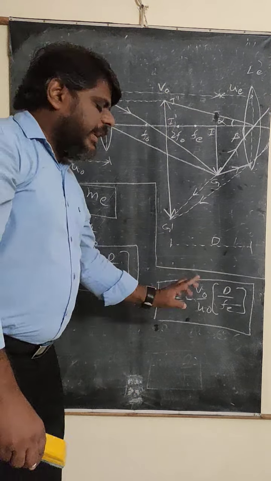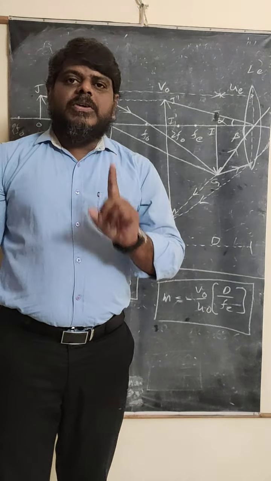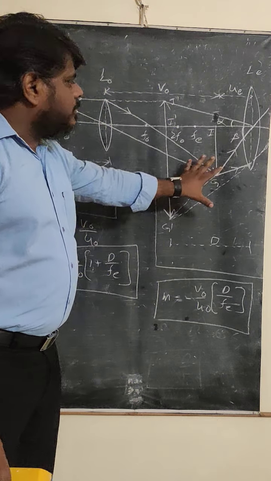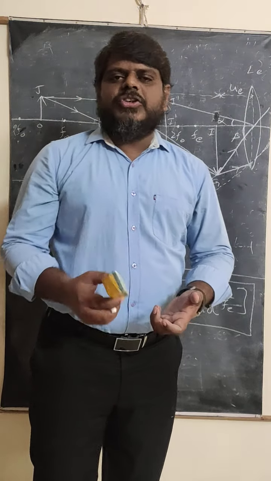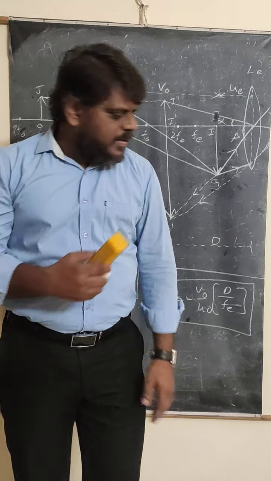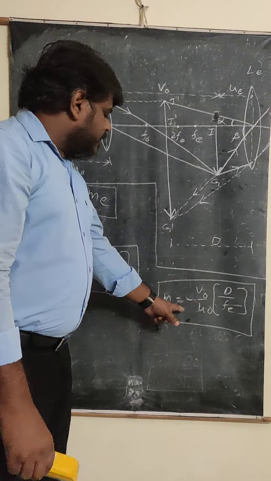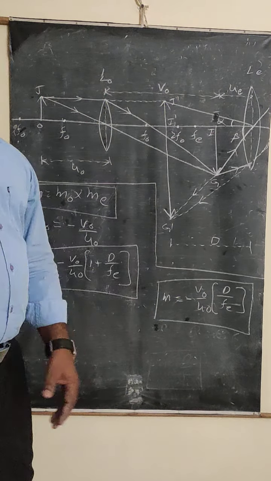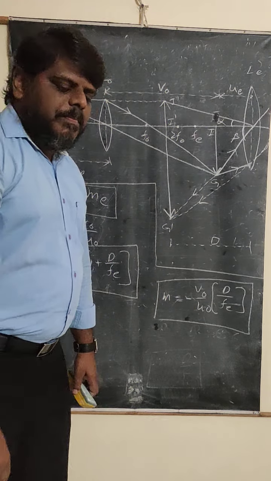1, 2, 3. These three formulas you need to remember. At the same time, you should be able to understand. Keep the total diagram in your mind, so that if in the examination he is asking any question, then you should be able to understand. You have to imagine the diagram. Then it becomes very easy to solve the problem itself. That is, M is equal to minus V naught by U naught into D by FE. Okay, these are the magnification formulas, and this is the compound microscope.